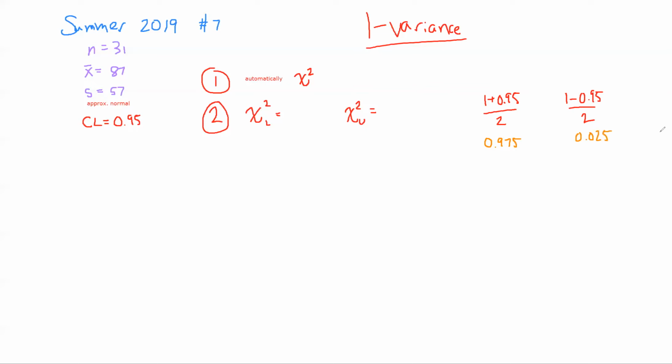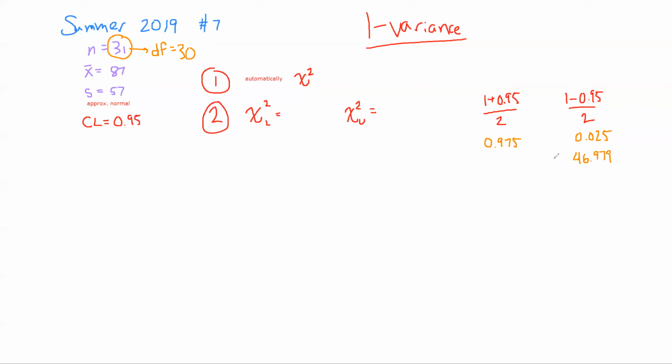When I go to find these, I have to make sure we match it with the correct degrees of freedom. Our sample size is 31. So that means our degrees of freedom is 30. So on our table, we want the row corresponding to 30 degrees of freedom, and the columns corresponding to both 0.025 and 0.975. 0.025 with 30 degrees of freedom is 46.979.